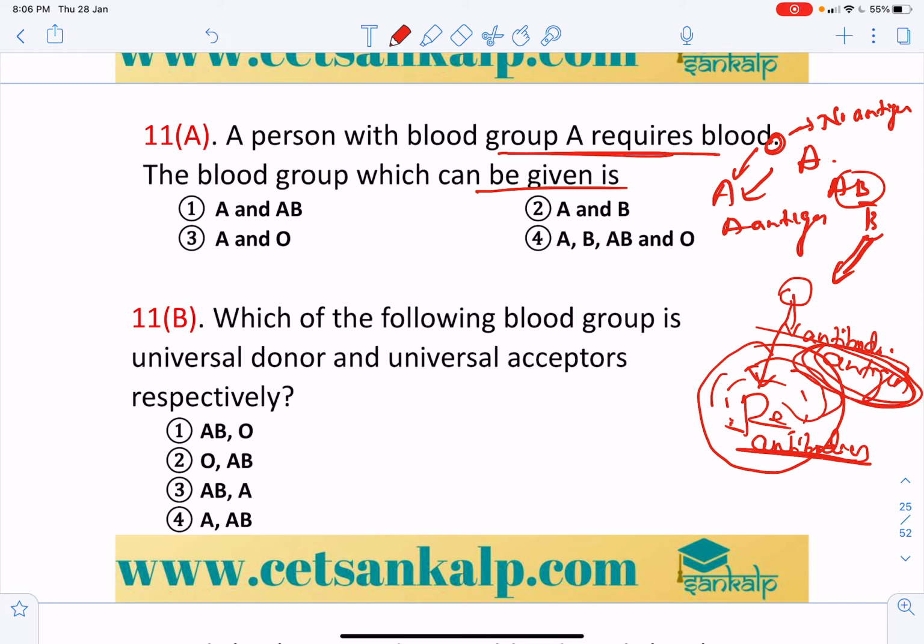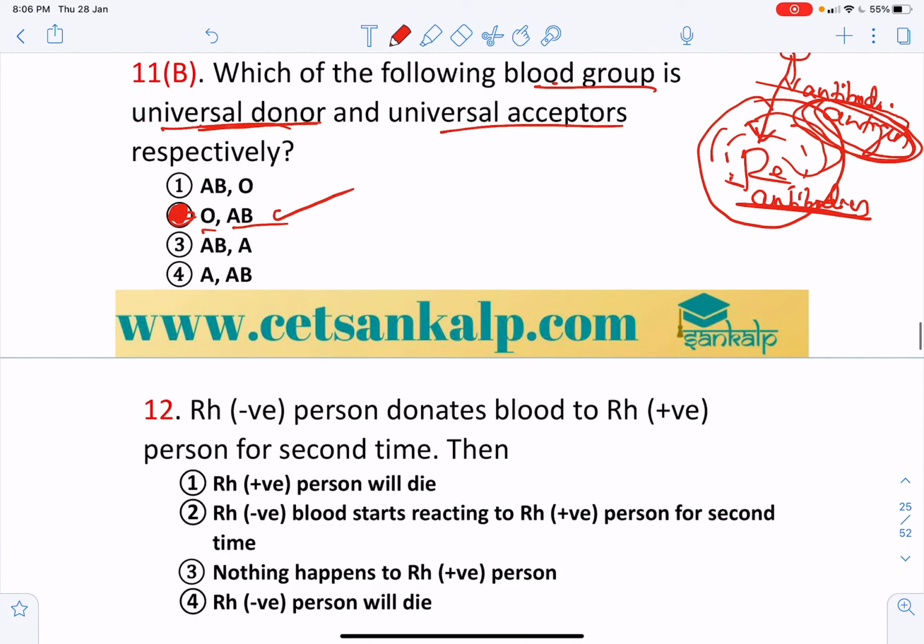So he can receive from A and O. And which of the following blood groups is universal donor and universal acceptor? So universal donor, we can donate to anybody, no antigen, that is O. And universal recipient, AB. So we know that is based on that.